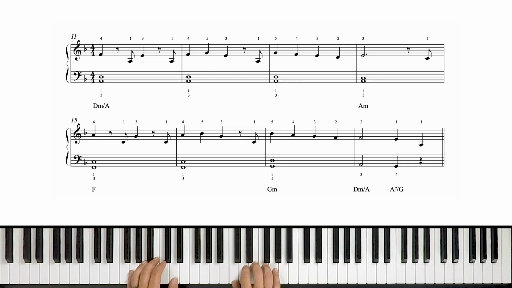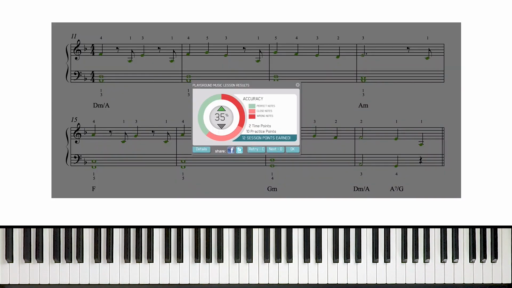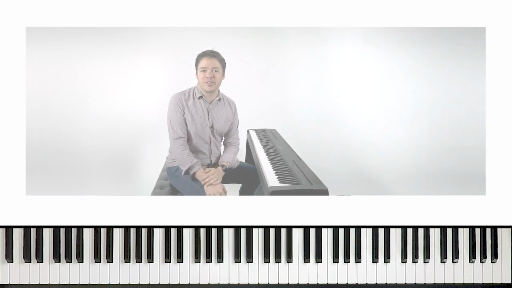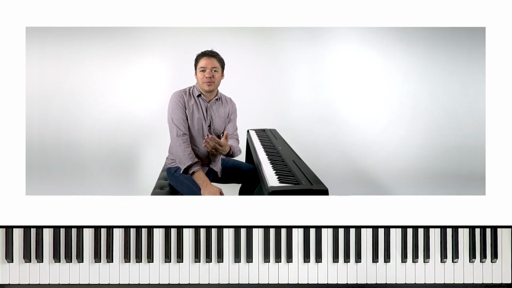1, 2, set, go. All right, I got 100%. So I'm gonna break this down for you so you can get 100% in your own apps as well at home.